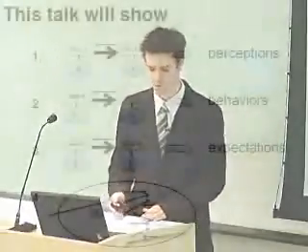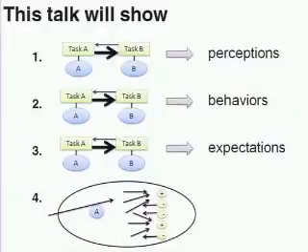So I'm going to just briefly describe what the point of this talk is so that we know where we're going. So this talk will show four things. One, it shows that an asymmetry in dependency will lead to a difference in perceptions among the people involved. Two, it'll show an asymmetry in dependency will lead to a difference in behaviors. And three, it'll show that an asymmetry in dependency will lead to a difference in expectations.